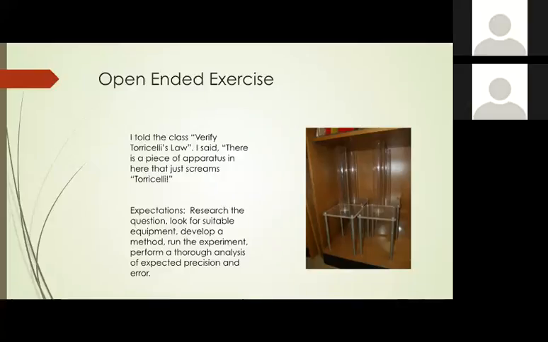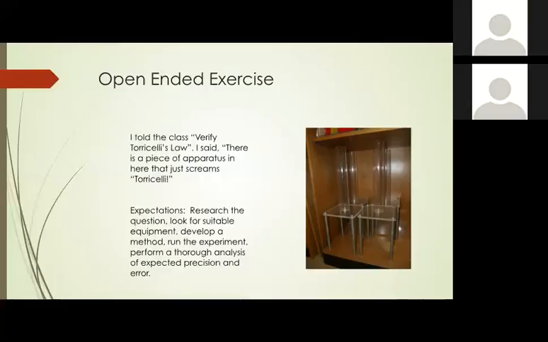This is pretty dark. It's kind of hard to see, and we don't really have a whiteboard in here. So, well, I would draw on the wall with my markers, but I'd probably never be invited back again. But at any rate, here were my expectations for this open-ended experiment.